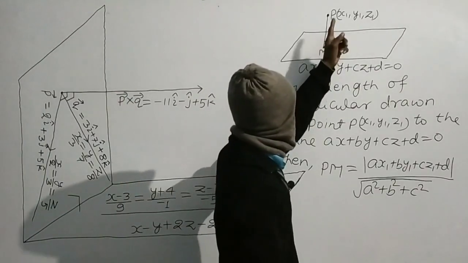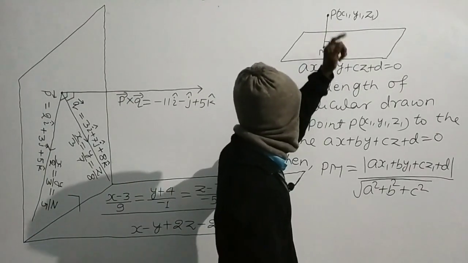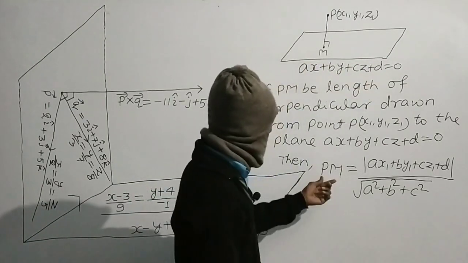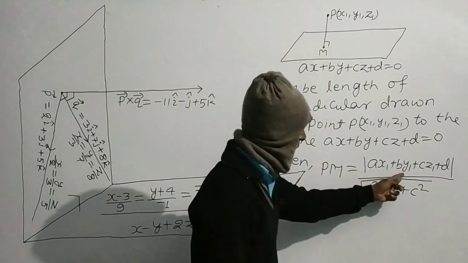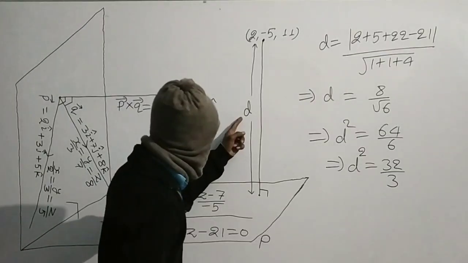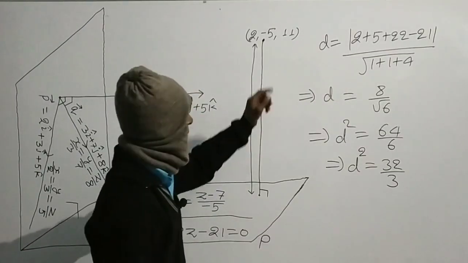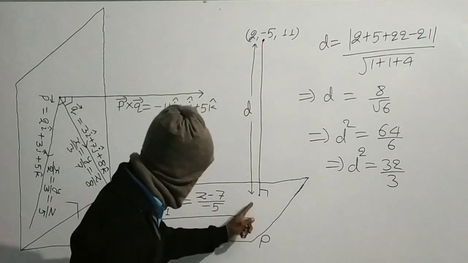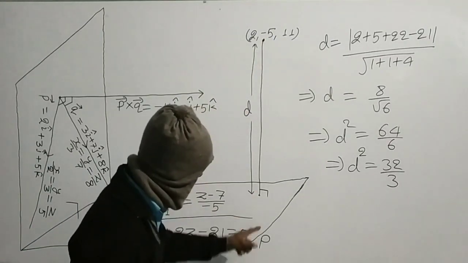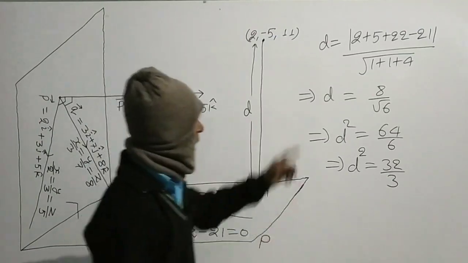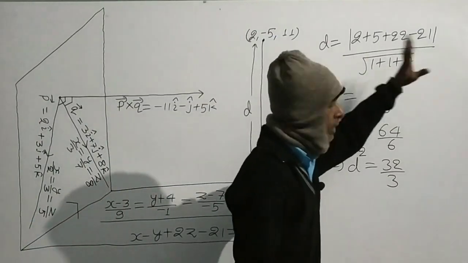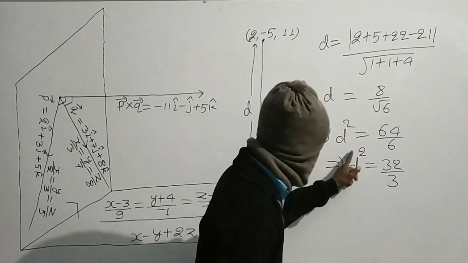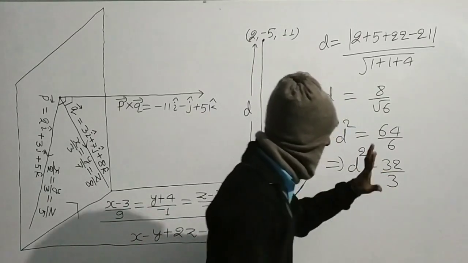The length of the perpendicular drawn from this point to this plane is equal to this. D is the length of the perpendicular drawn from this point to the plane P. Therefore, D will be equal to this, and this gives D square is equal to 32/3.